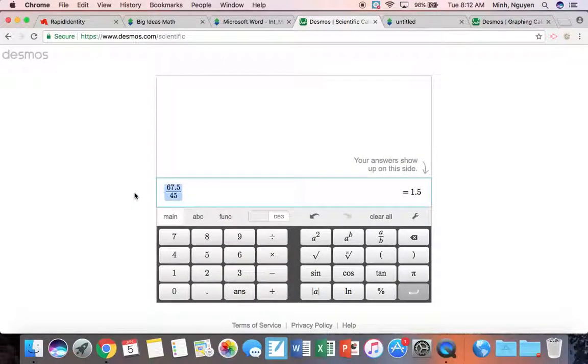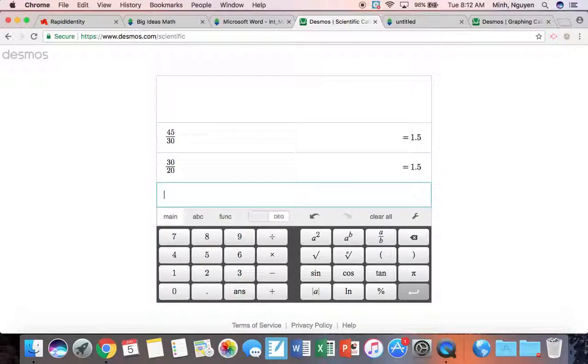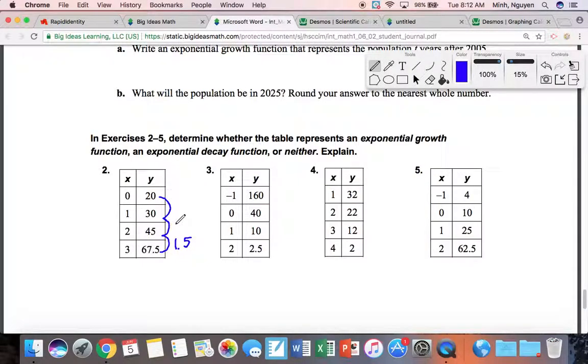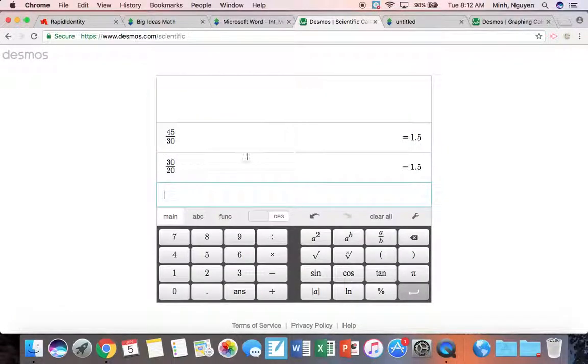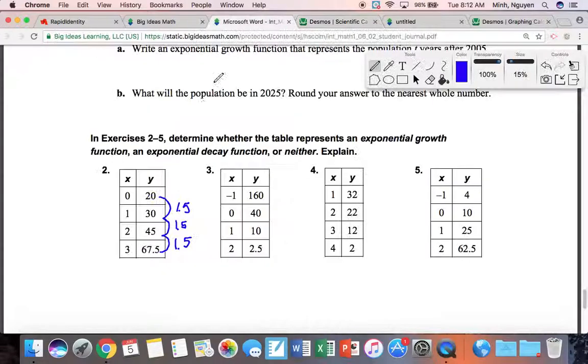45 divided by 30 is 1.5. 30 divided by 20 is 1.5. So it's 1.5 each time, and this is a way of finding the factor that you are multiplying by to go from the top down. So 20 times 1.5 gives you 30. 30 times 1.5 gives you 45. 45 times that gives you 67.5.